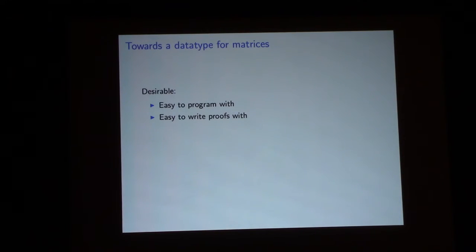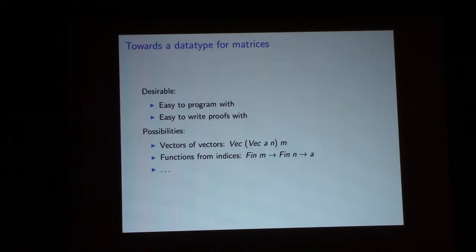So first, the matrices. We want them to be easy to program with, and easy to write proofs with. In my case, this means that I rule out these kinds of things. I don't want to do vectors of vectors, where you have to work through rows of rows and things like that. And I don't want to do functions from indices, since I want to do pattern matching on my matrices.